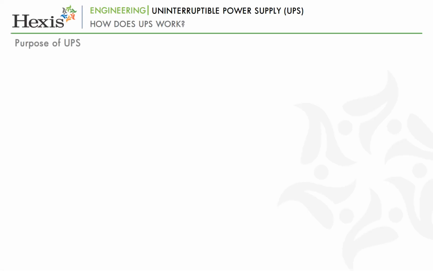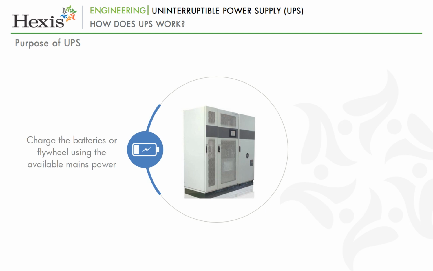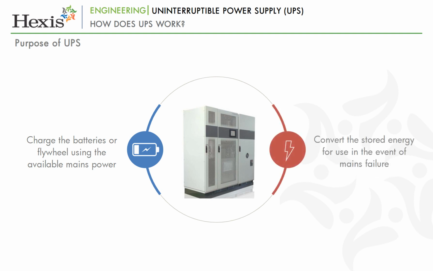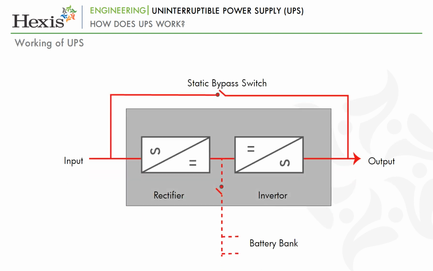Let us now see how UPS works or what is its main working principle. A UPS serves two basic purposes of providing backup power to equipment, which include charging the storage media, that is batteries or flywheel, by utilizing the available mains power, and converting the stored energy for use in the event of mains failure. The diagram on screen depicts the working of a simple UPS.